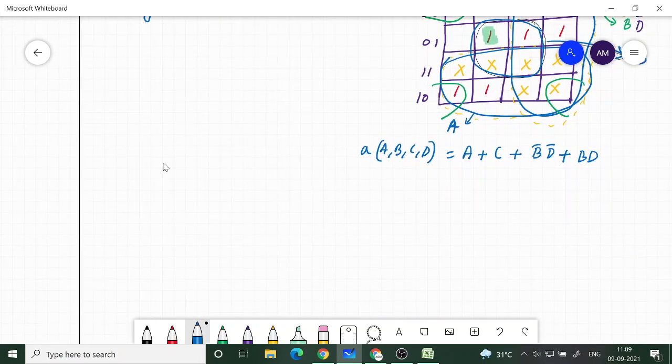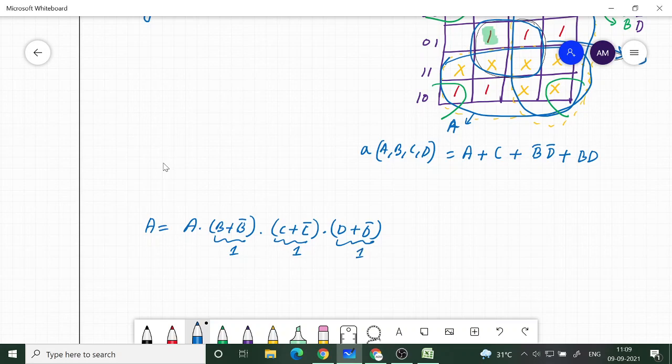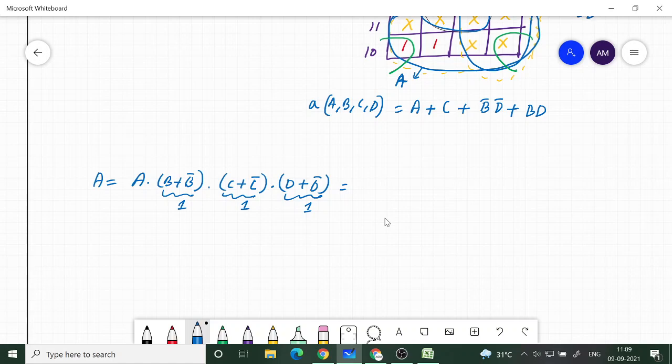You look at, for example, we get A. What does that mean? A means A into B plus B bar into C plus C bar into D plus D bar. This is what we are saying. This is 1, this is again 1, this is again 1. So if you expand, how many product terms will you get if you distribute and expand?